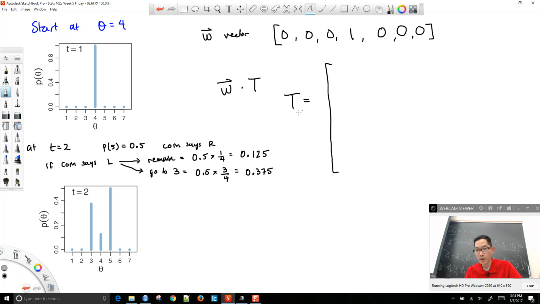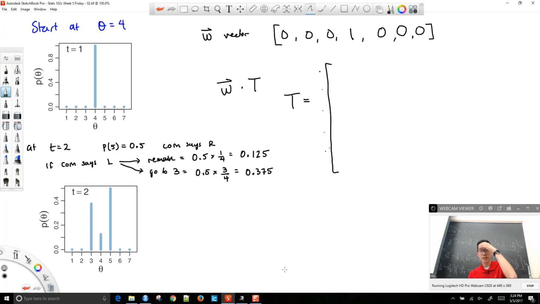Each row, we're going to look at where we are in the current row, and then where we end up in the next position here. So if I start off in position 4, we'll look at the fourth row here.